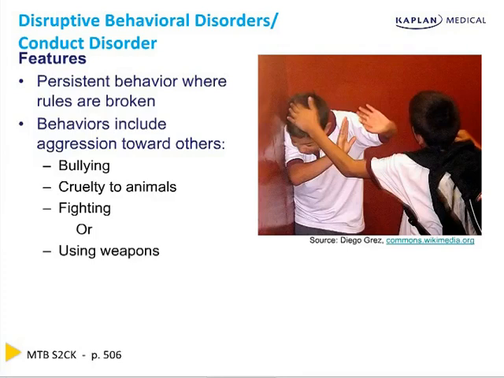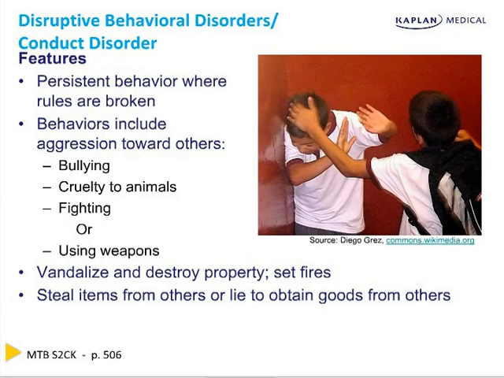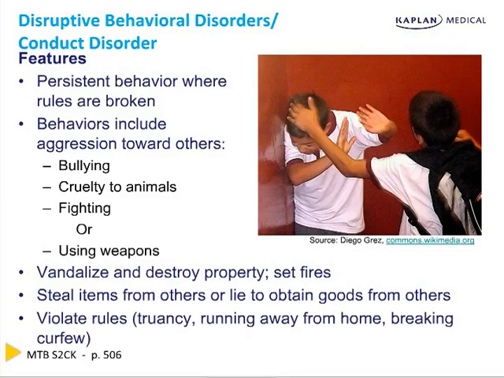And here you've got a great picture of someone bullying, aggressively fighting another child. That could be a very clear-cut sign of conduct disorder. They break laws. Remember, I said that they don't just break laws at home or at school. They'll vandalize and destroy property. They'll set fires and they'll steal items from others or lie to obtain things from others. They'll basically do whatever it takes to be a rebel, but more so than oppositional defiant disorder, they'll get in trouble with the law. And those rules that they'll break will include running away from home or breaking curfew.